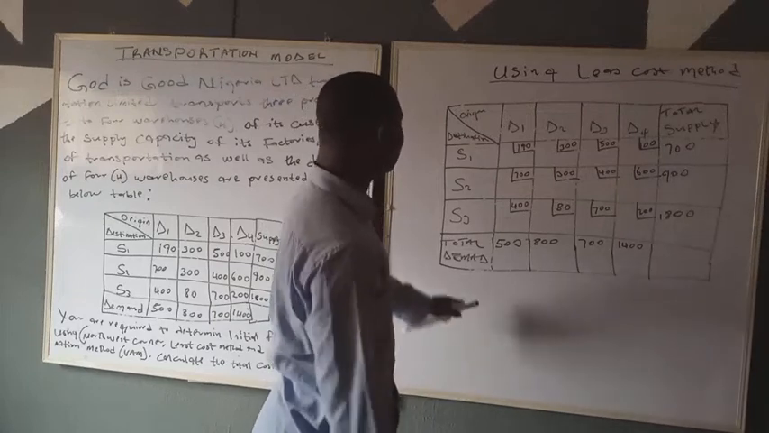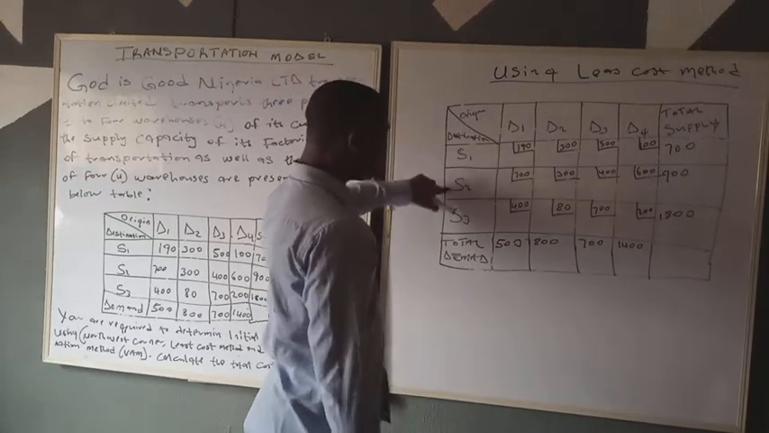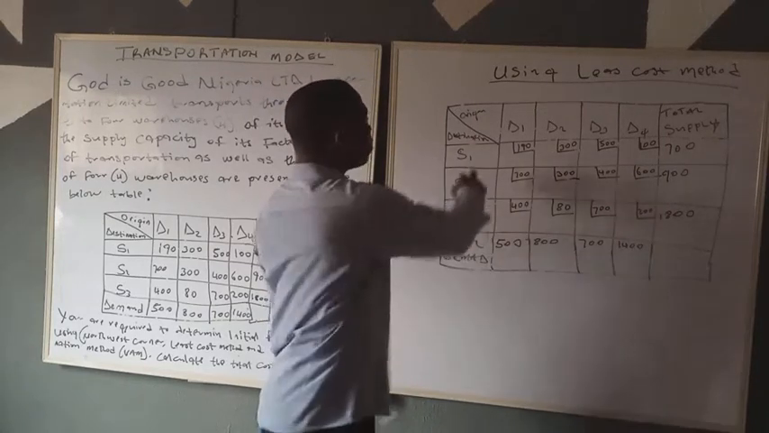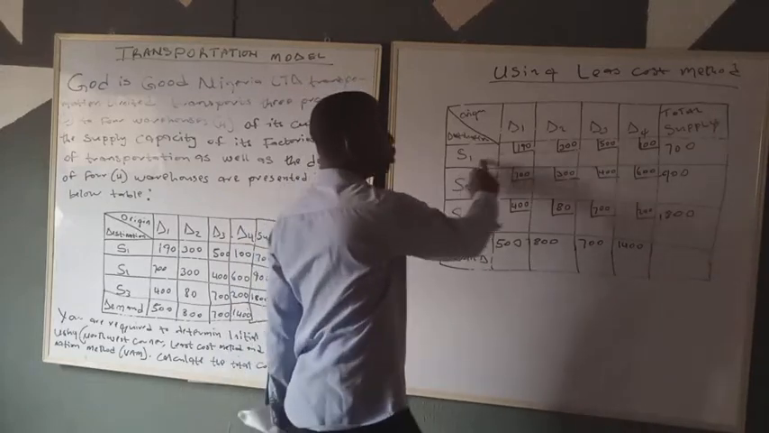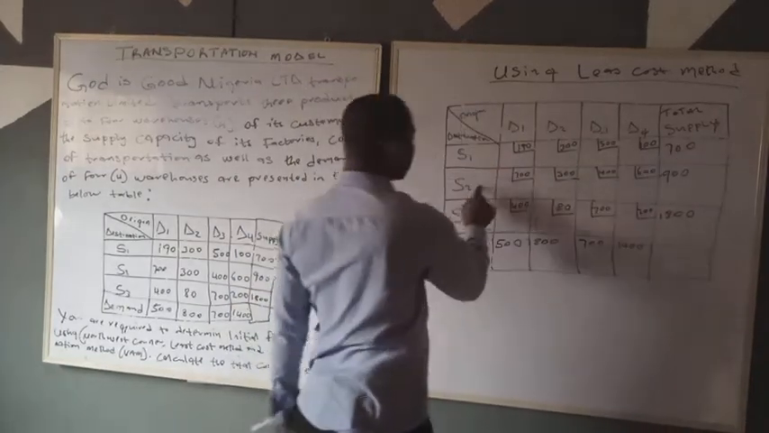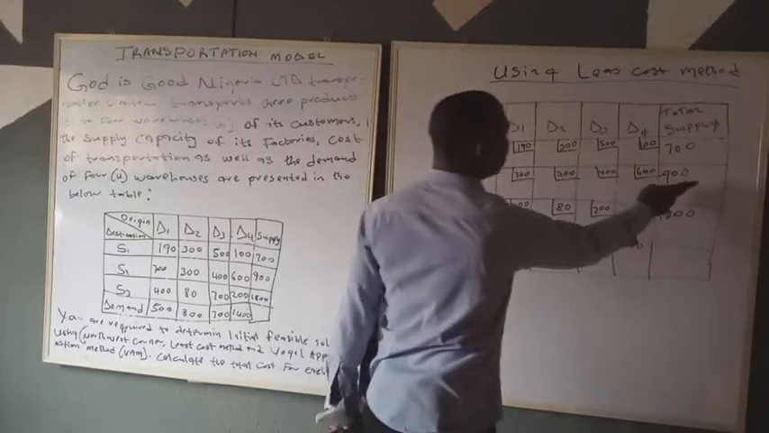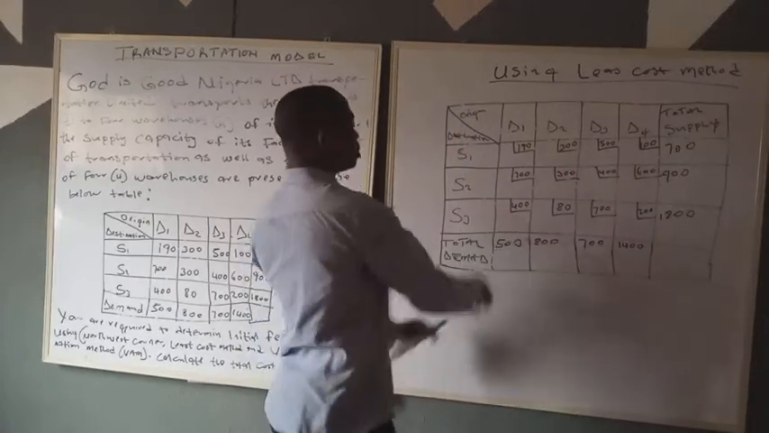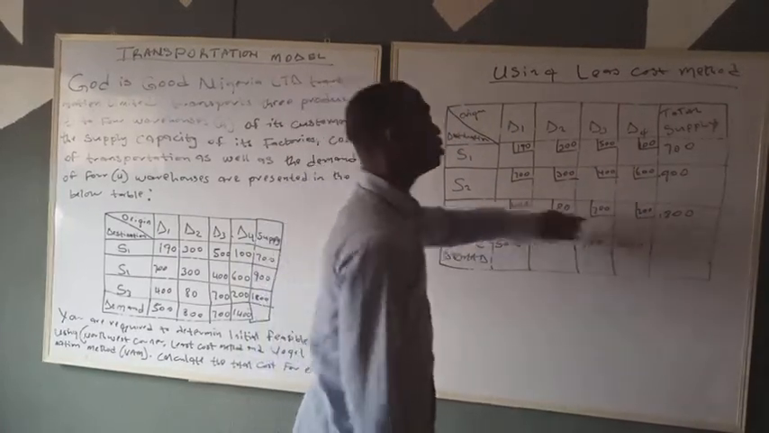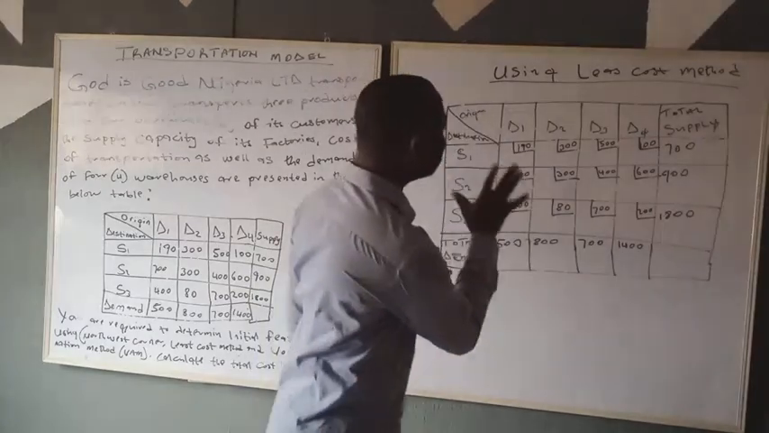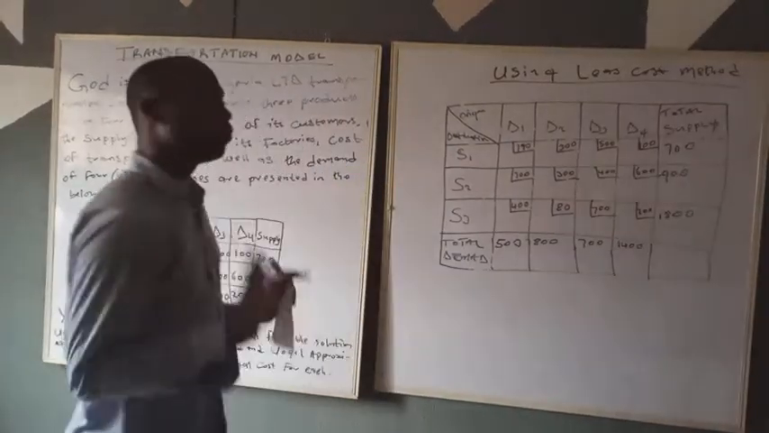Those 3 factories are supply 1, supply 2, and supply 3. The total capacity that supply 1 can supply is 700. The total capacity that supply 2 can supply is 900, and the total capacity that supply 3 can supply is 1008.